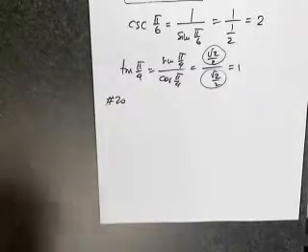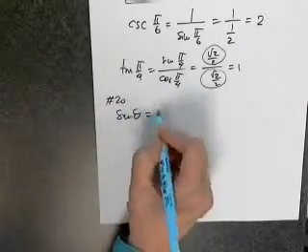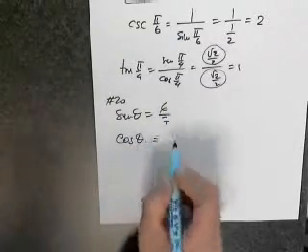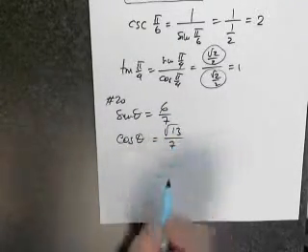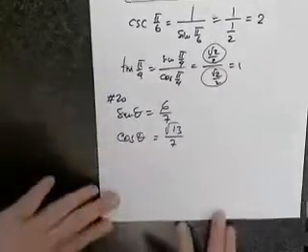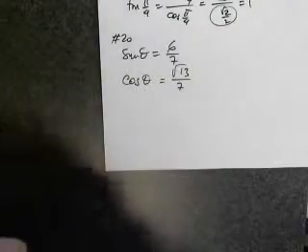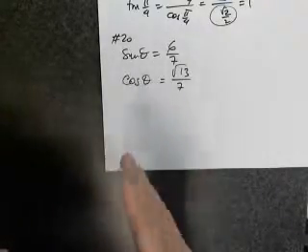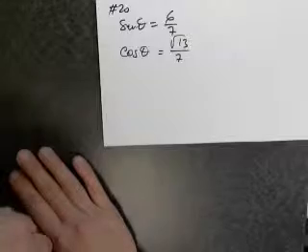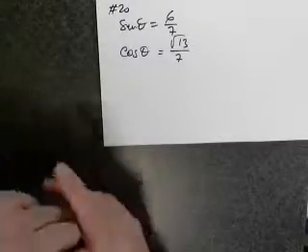Okay, problem 20. We are given sine theta, which is 6 over 7, and cosine theta, which is the square root of 13 over 7. They're asking us to determine the rest. Again, we're way beyond that from what we did, but let's do that. I'm given sine and cosine, and I'm asked to find tangent, cotangent, secant, cosecant.